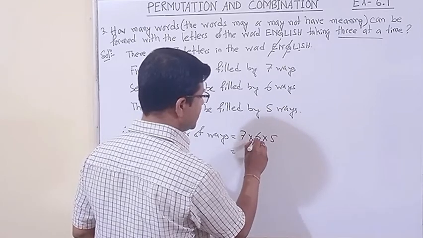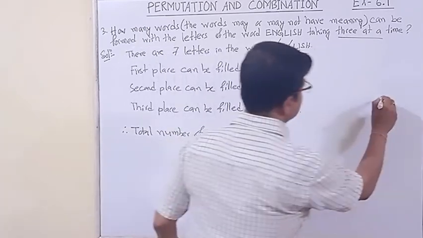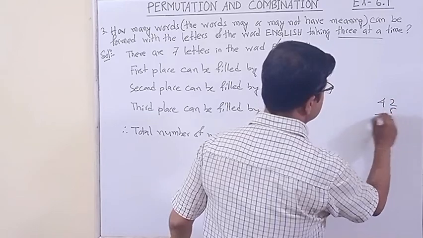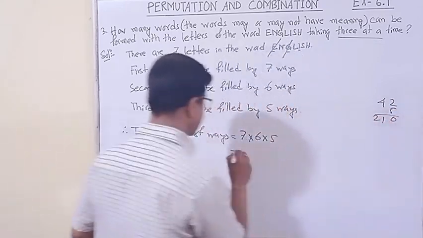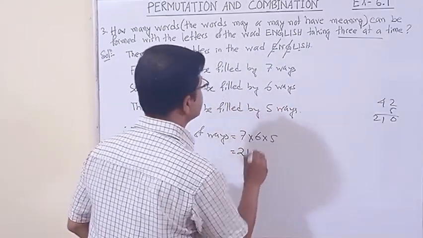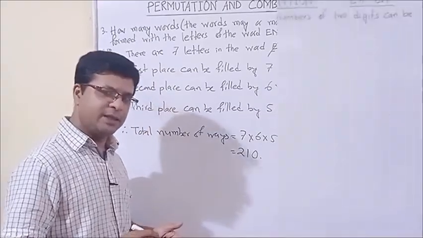So 7 times 6 is 42, and 42 into 5. Okay, let us multiply 42 into 5, that is 210. So in 210 ways this can be done. Alright, we have taken question number 4. Let us read the question.